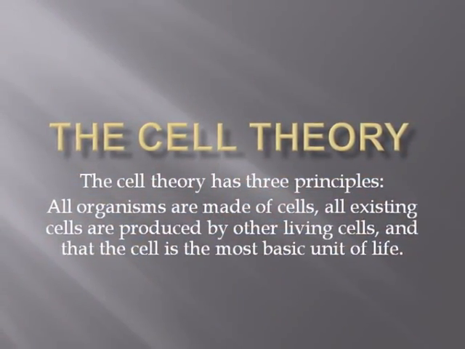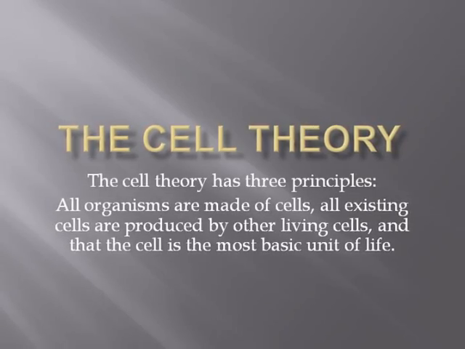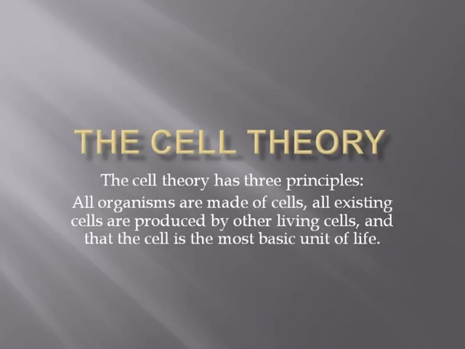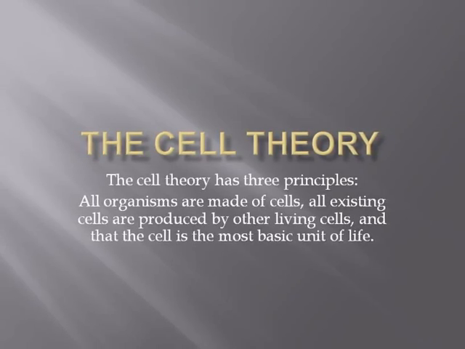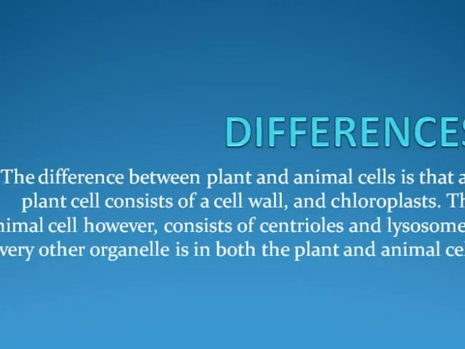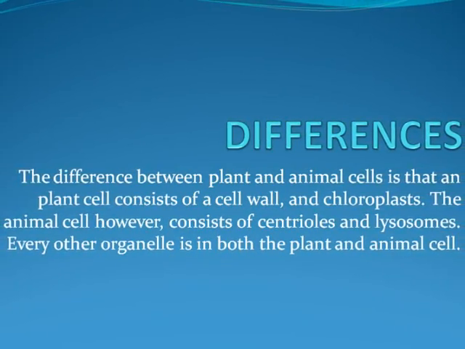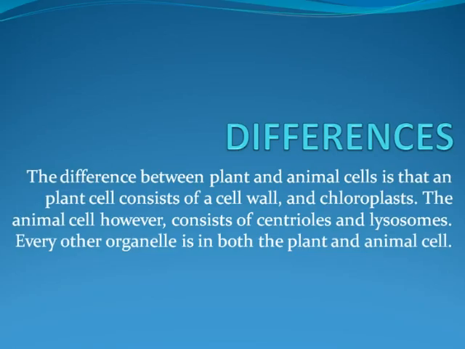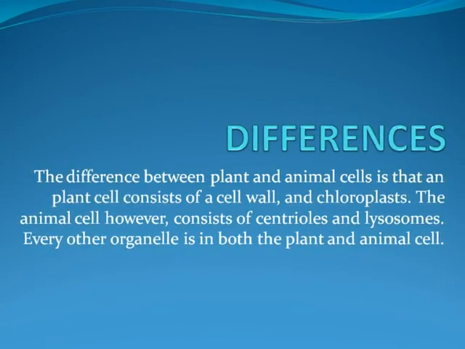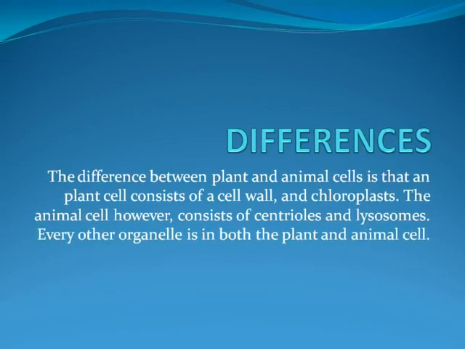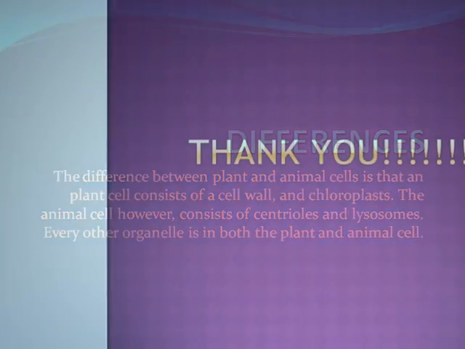The cell theory has three principles. All organisms are made of cells, all existing cells are produced by other living cells, and the cell is the most basic unit of life. The difference between plant and animal cells is that a plant cell consists of a cell wall and chloroplast. The animal cell, however, consists of centrioles and lysosomes. Every other organelle is in both the plant and animal cell.